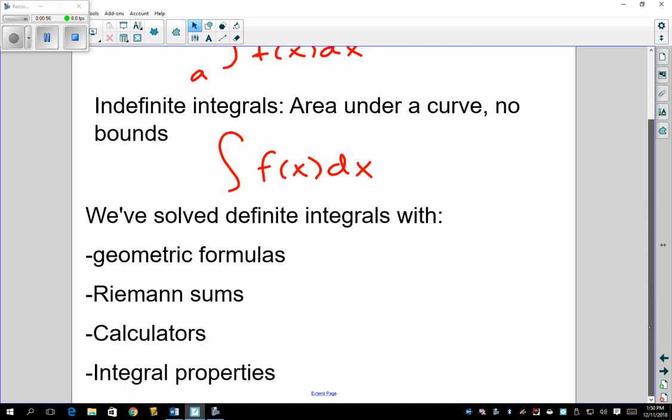So far we've solved definite integrals with geometric formulas. That was when we would take the area of the circle and add it to the area of the triangle, that kind of stuff. And Riemann sums: left, right, midpoint, and trapezoidal. We've even used our calculators to solve some, and we've used those integral properties when they give us, for example, the integral of f of x is 2, the integral of g of x is 5. So we've used a lot of different ways so far.